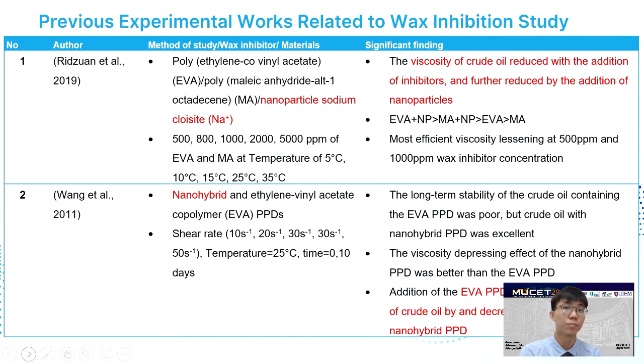So these are some of the previous experimental works that are related to the wax inhibition study. The first one would be by Dr. Norida, who used sodium chloride nanoparticle together with poly-EVA and poly-MA. The finding was that the viscosity of crude oil reduced with the addition of inhibitors and was further reduced by the addition of the nanoparticle.